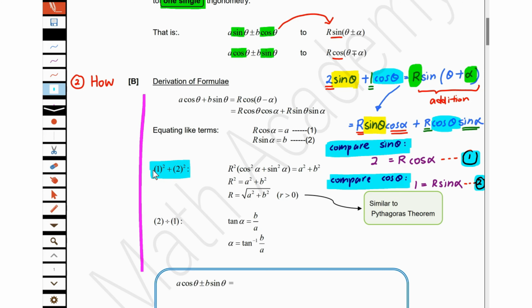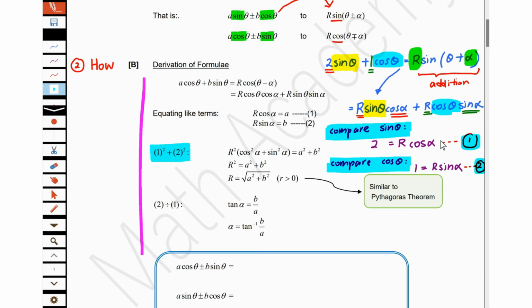First, I'm going to look at equation 1 squared plus equation 2 squared. So left hand side squared plus left hand side squared, and right hand side squared plus right hand side squared. The left hand side will be 2 squared plus 1 squared. I'm now using the left hand side to add up, okay? So this 2 squared will be here, this 1 squared will be here.